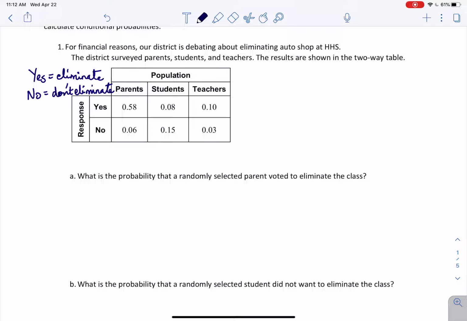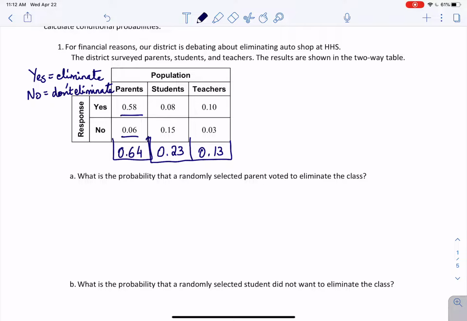What we can also do with this is get some more generalized data. So if I want to know how many people of everyone were parents, well, I can add up the parents who said yes and the parents who said no, and I get 0.64. That means 64% of people were parents. I could add up all the students, so I know 23% of people were students. And I could add up the teachers, and I know 13% of people were teachers.